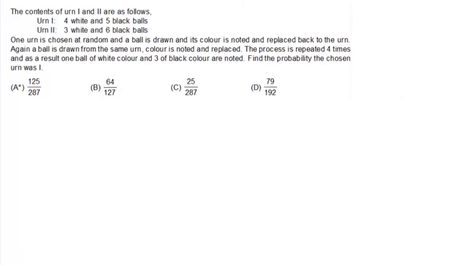Now the question is, we have two urns, urn 1 and urn 2. Urn 1 contains 4 white and 5 black balls. Urn 2 contains 3 white and 6 black balls. Now it says one urn is chosen at random and a ball is drawn. Its color is noted and replaced back into the urn. Again a ball is drawn from the same urn, color is noted and replaced. The process is repeated 4 times. And as a result, 1 ball of white color and 3 of black color are noted. Find the probability that the chosen urn was urn 1.